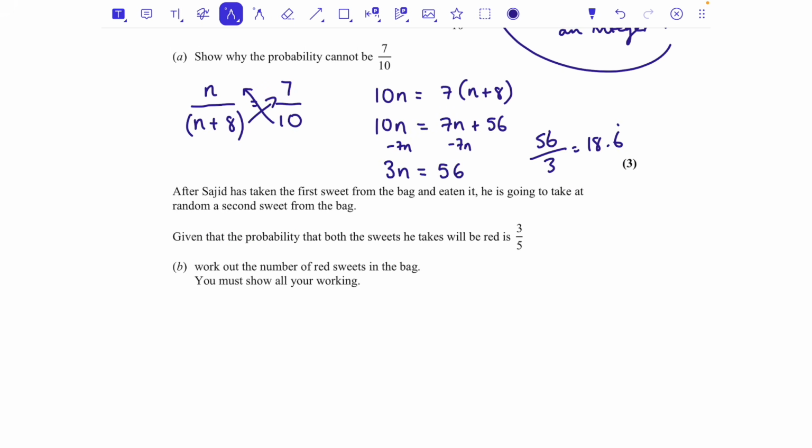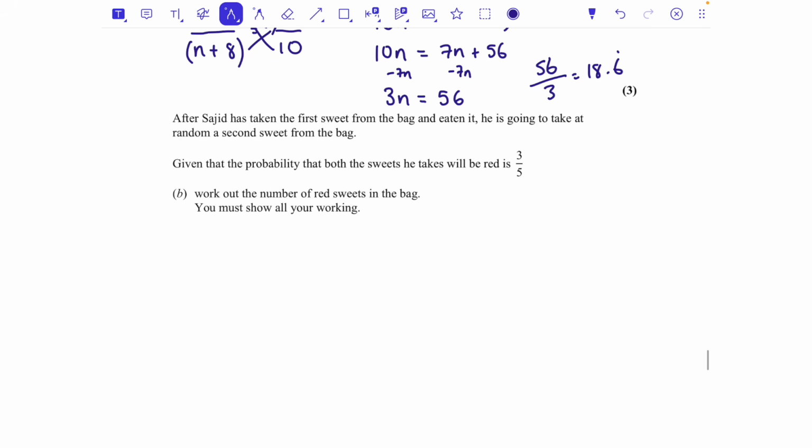After Sajid has taken the first sweet from the bag and eaten it, he's going to take at random a second sweet from the bag. Given that the probability that both the sweets he takes will be red is 3/5, work out the number of red sweets in the bag. So this is kind of a probability tree, but we actually don't need to draw it all out. I've got him taking a red or a yellow the first time, and then the second pick would either be a red or a yellow, but the only branch that you are interested in is this one here.